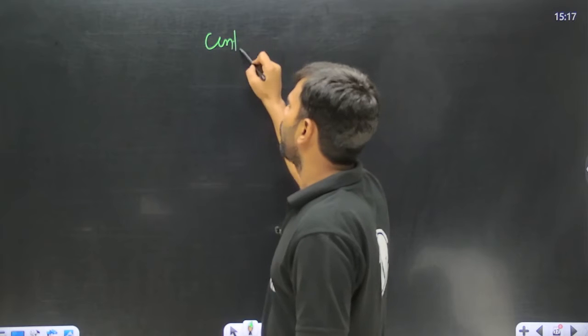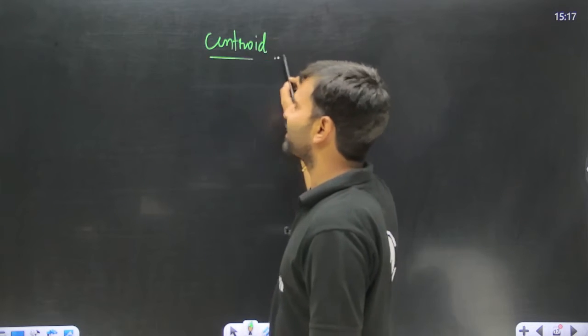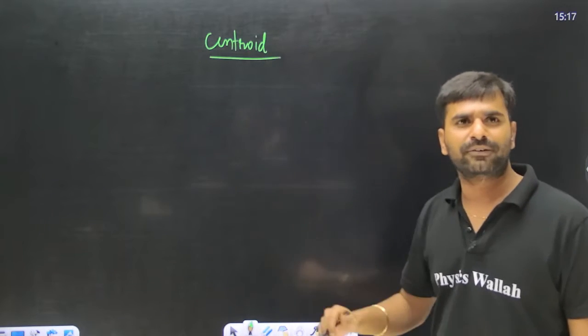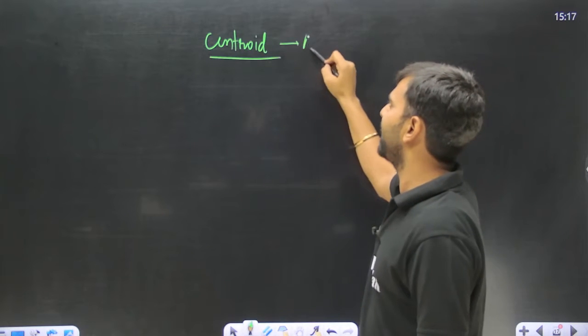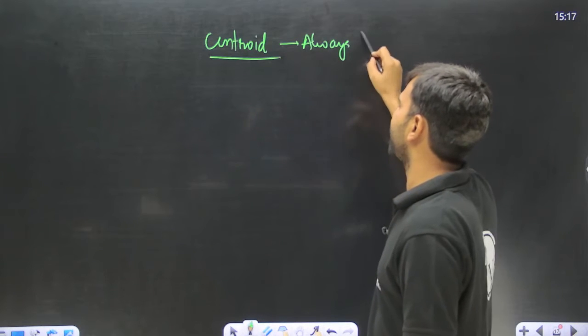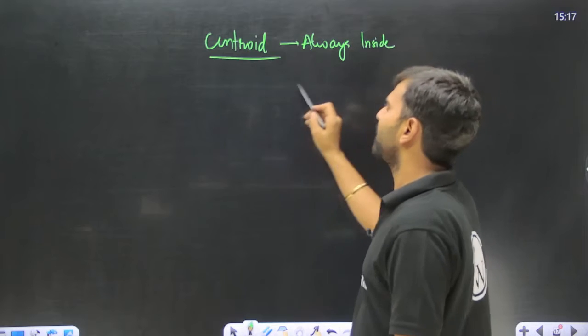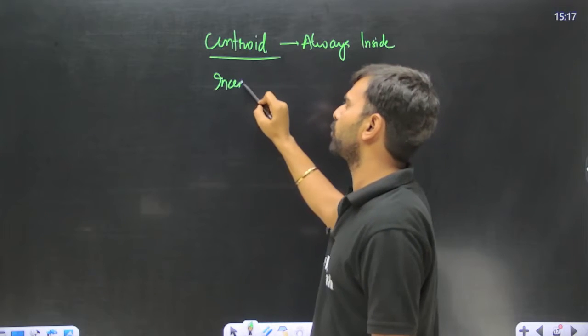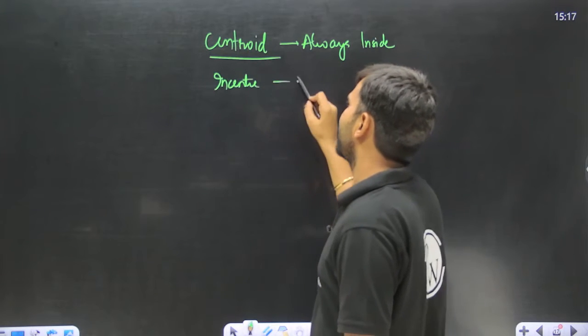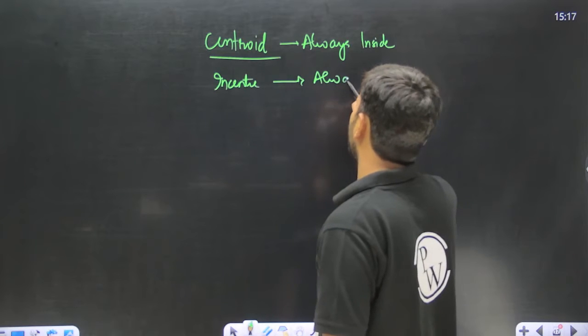Centroid, no matter what kind of triangle it is, whether the triangle is acute, obtuse or whatever, the centroid is always inside the triangle. No matter whether the triangle is acute, obtuse or right angle triangle, always, incenter also.